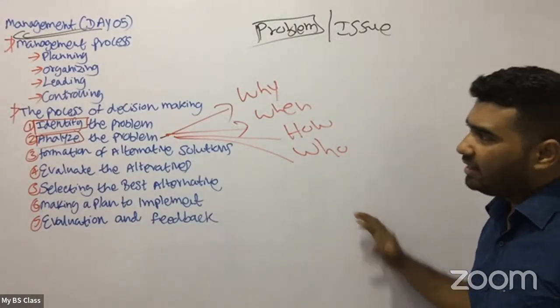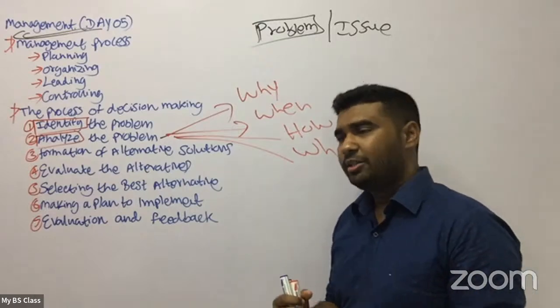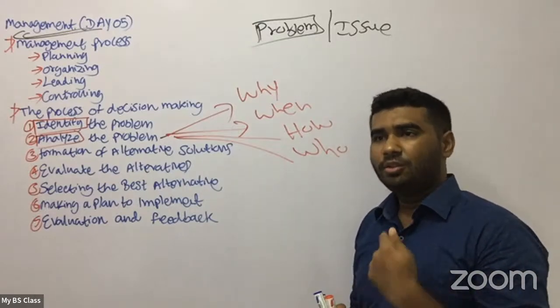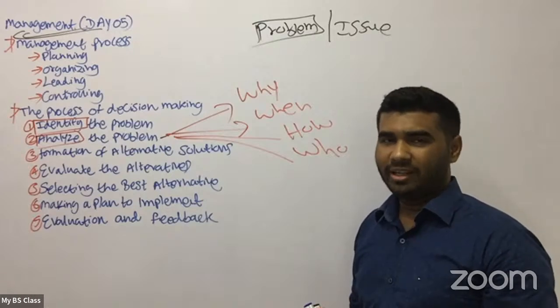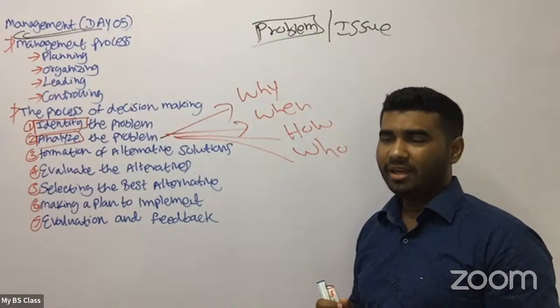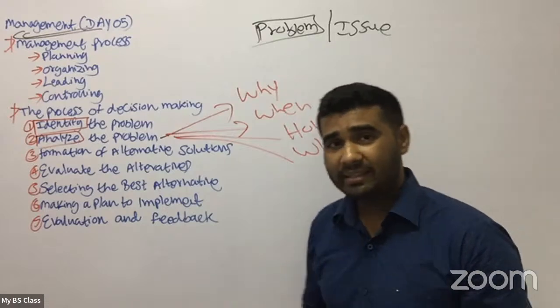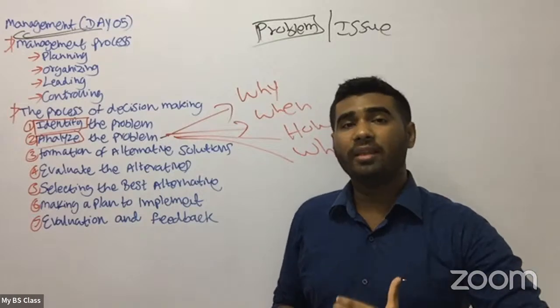Right? So you try to form alternative solutions. If your plan A is not working, then plan B. When plan B is not working, plan C. So likewise, what are the alternative solutions you have? It's not just one particular solution for that. Correct. But what matters is that it should solve the problem.